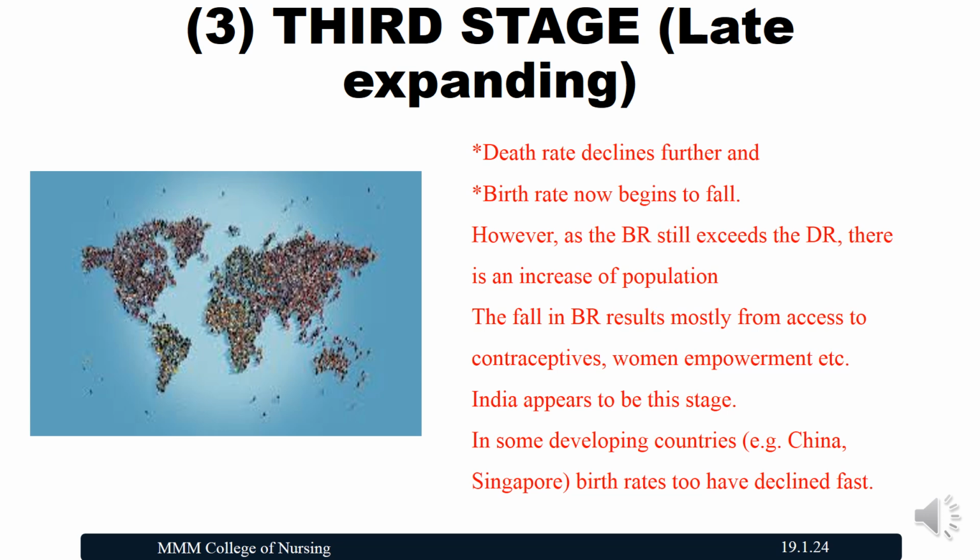The fall in the birth rate results mostly because of access to contraceptives, women empowerment, etc. India appears to be in this stage. In developing countries, for example China and Singapore, the birth rate too has declined fast.